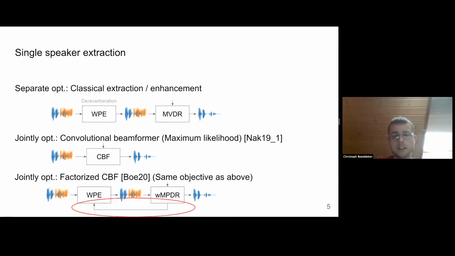Now let me explain the extraction part a little more in detail. The classical approach is visualized in the first figure. First we have the multi-channel observation, then we dereverberate the signal with WPE, and then we apply an MVDR beamformer, for example. Both components are separately optimal, but not jointly optimal. Last year, the convolutional beamformer was presented that is just one block and is jointly optimal. And this year, we showed that it can be factorized into WPE and a special beamformer, the WMPDR beamformer. Here we have a feedback between the beamformer and WPE, so WPE is in this case now speaker dependent.